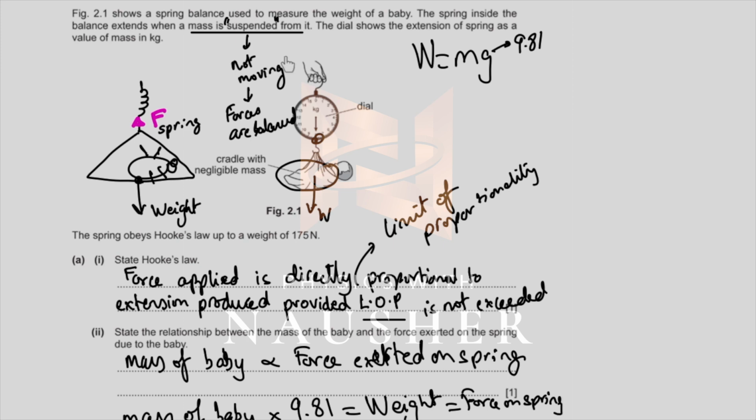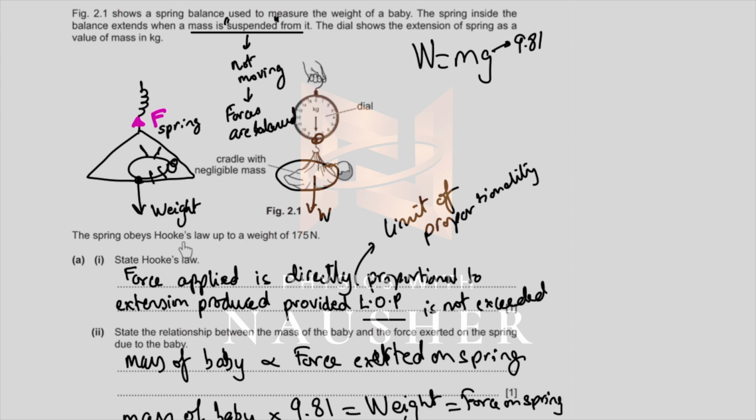It's not moving. What does "not moving" mean? The forces are balanced. Which forces? Let's assume this is the baby who looks more like a spider right now. So this is its weight downwards, and you know that the force in the spring will be upwards, that's why the baby isn't falling down. Thank goodness. And because he is not moving, these two forces are balanced. So the force in the spring and the weight of the baby must be equal.